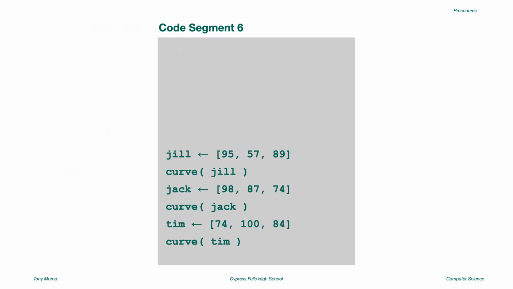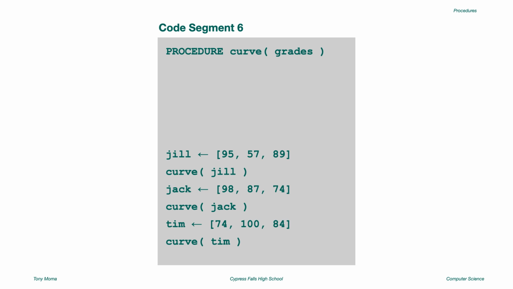And now the curve procedure. How would we create the curve procedure? Once again, we first type the word procedure to indicate that we're getting ready to create a procedure. Then we type the name we want that procedure to have, which in this case is curve. Then we type the parameters.